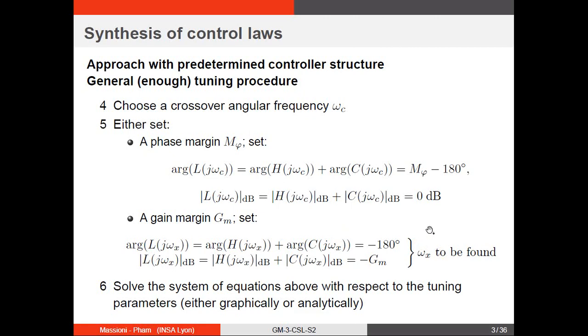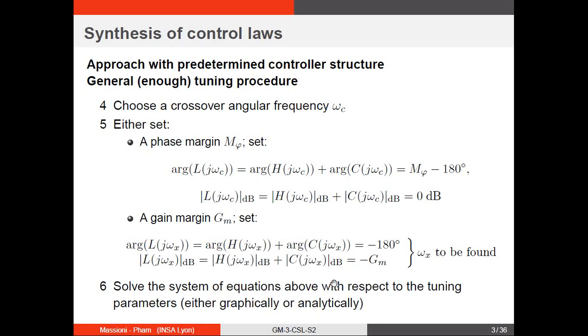I call it omega x, which is basically the omega at which you hit minus 180. Just by this line over here, and then you have to make sure that the gain, the modulus in dB at this omega x is just minus the gain margin. Gain margin positive means you are stable, so you need to be lower than 0 dB, so that's why you need to minus the gain margin.